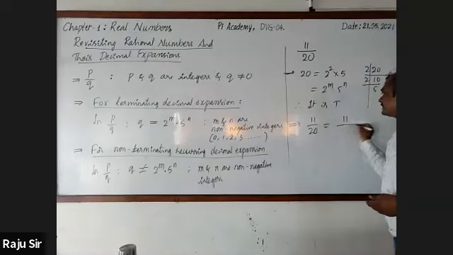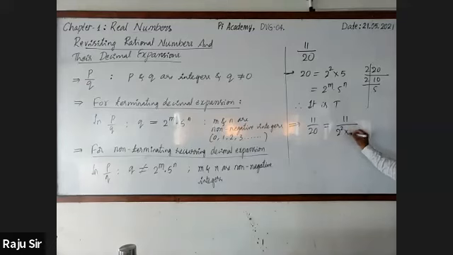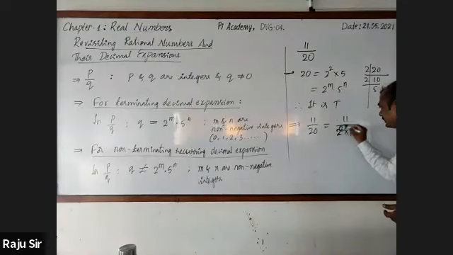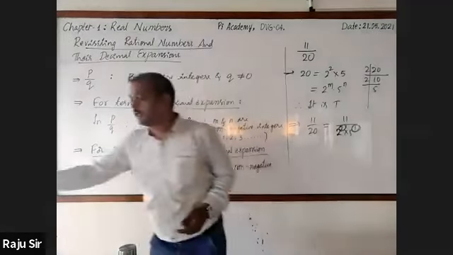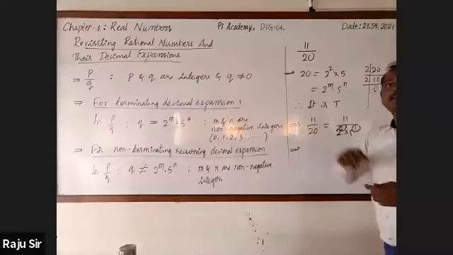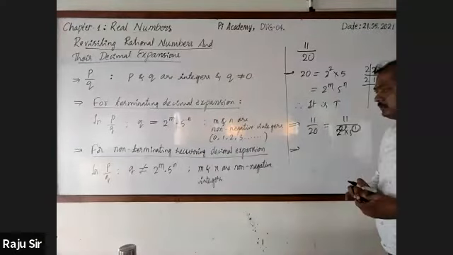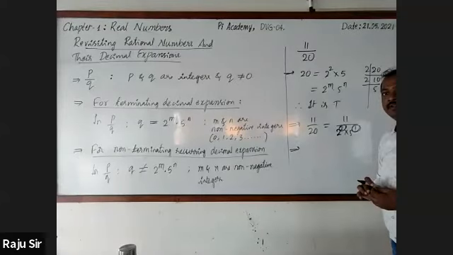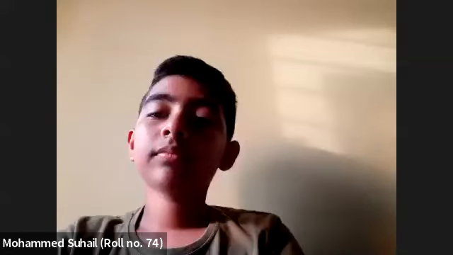Very simple. 11 by 20 is written as 11 by 2 square into 5 raised to the power 1. Observe the highest power of the prime numbers. Here it is 2, here it is 1. Highest power is 2. Therefore, it terminates after 2 decimal places. Very good. Next, what is its decimal expansion? 0.55, sir.